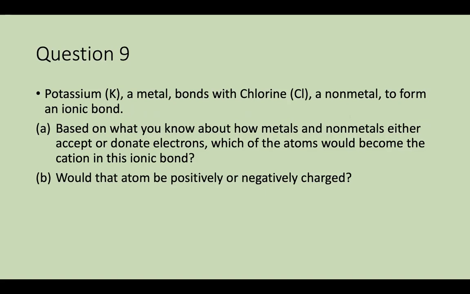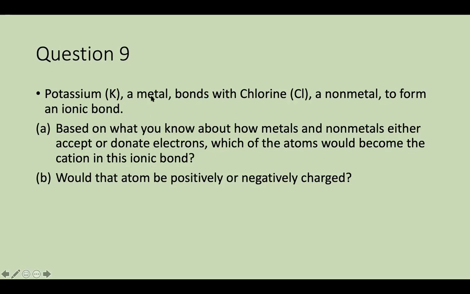All right, more in chemistry. So now I'm talking about a metal and non-metal. So we learned what metals do and what non-metals typically do with regard to electrons. So potassium, a metal, bonds with chlorine, a non-metal, to form an ionic bond. Based on what you know about how metals and non-metals either accept or donate electrons, which of the atoms would become the cation in this ionic bond? So this isn't just asking, you have to know which one is going to accept the electrons and then what a cation is. So this is kind of asking a lot in one question.